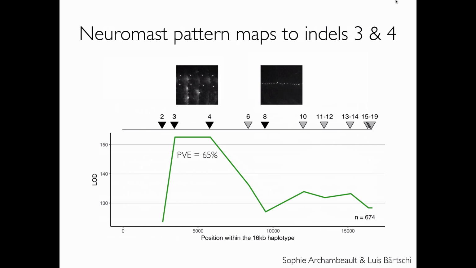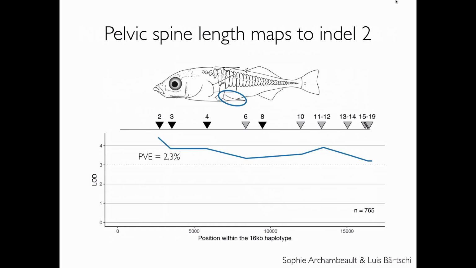Only one other trait actually mapped to this region, and that was the length of the pelvic spines. It actually maps slightly differently. The percent variance explained here is quite small. We have a lot of power just because of the number of fish. It's hard to see, but our genome-wide threshold here is right about a LOD of 3. So this is a statistically significant association.